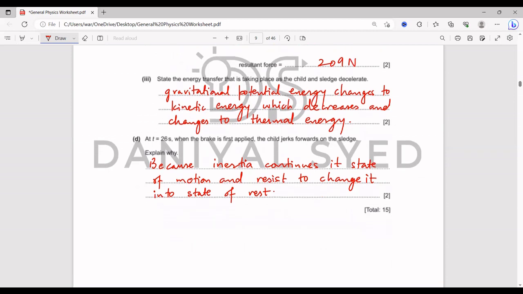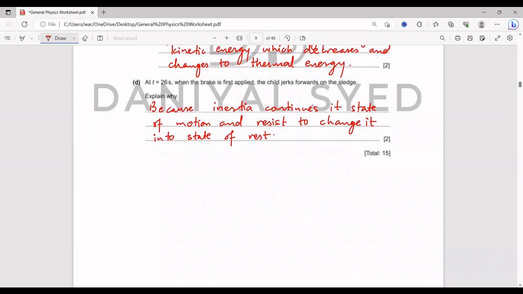So, beta, you apply the brake in order to slow down the sledge, but the inertia resists this change. Inertia resists the change of state of motion into rest. But the inertia of the child tries to continue the state of motion, even though the braking force is applied. That's why the child sitting on the sledge jerks forward on the sledge.